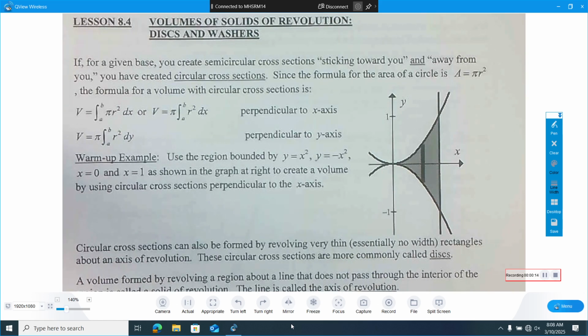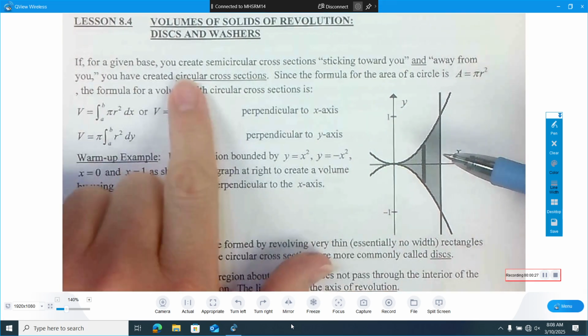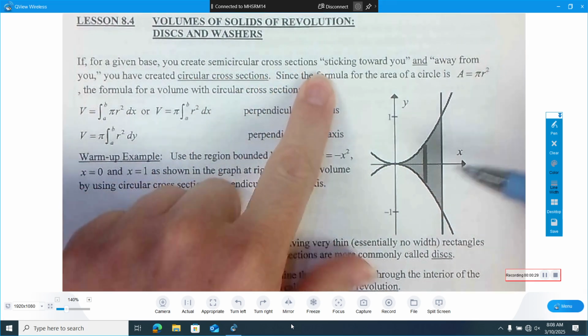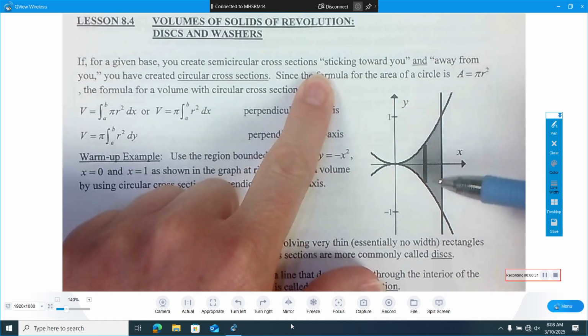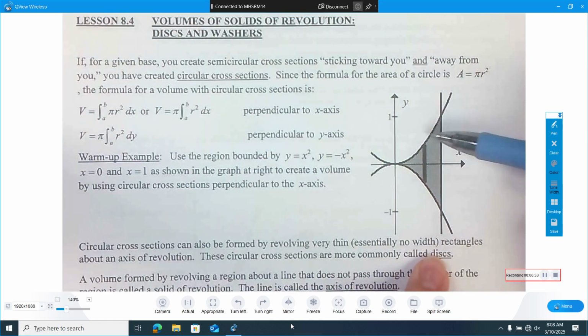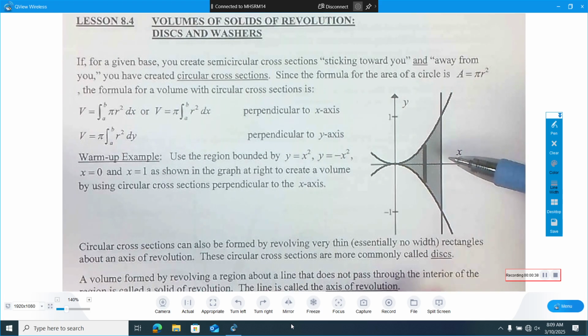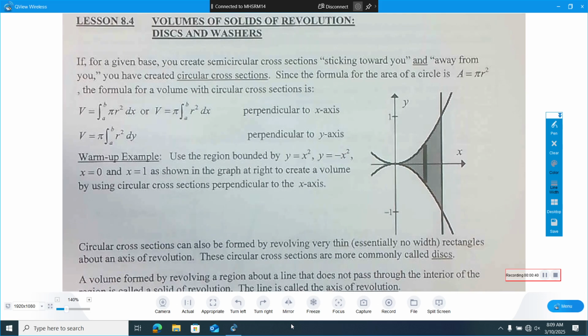So today we're looking at volumes of solids of revolution. Disks and washer methods are the two methods that we're doing today. If we have a given base, you can create semicircular cross sections sticking up and out towards you. A little semicircle, a little bigger semicircle, a little bigger semicircle coming off the page at you. And we've created these little semicircular cross sections.